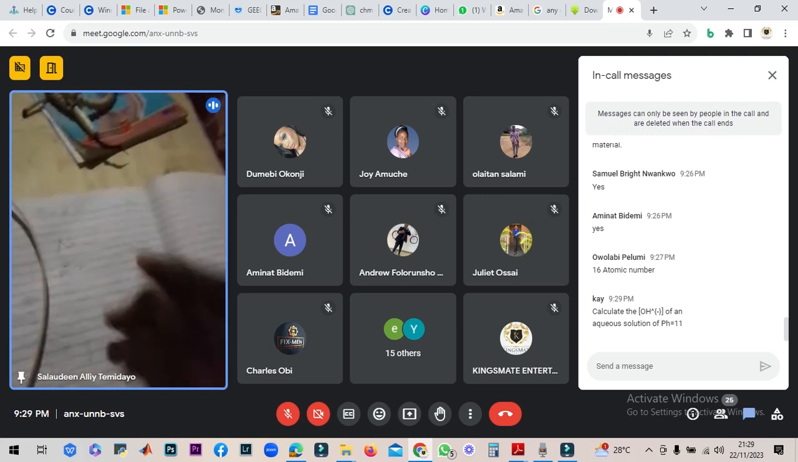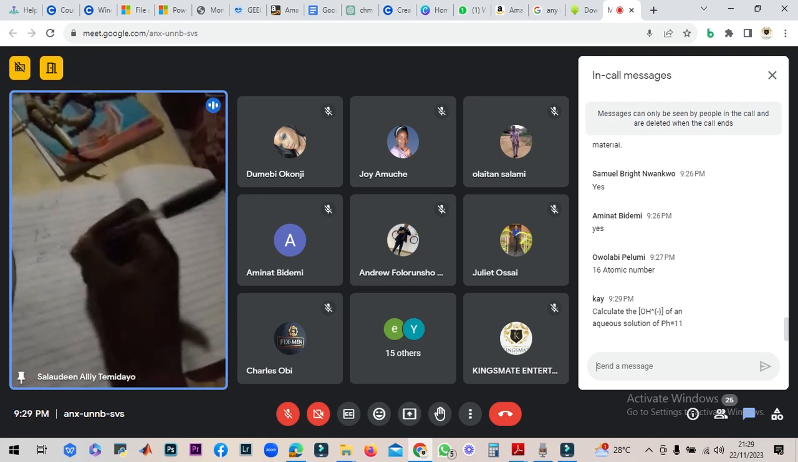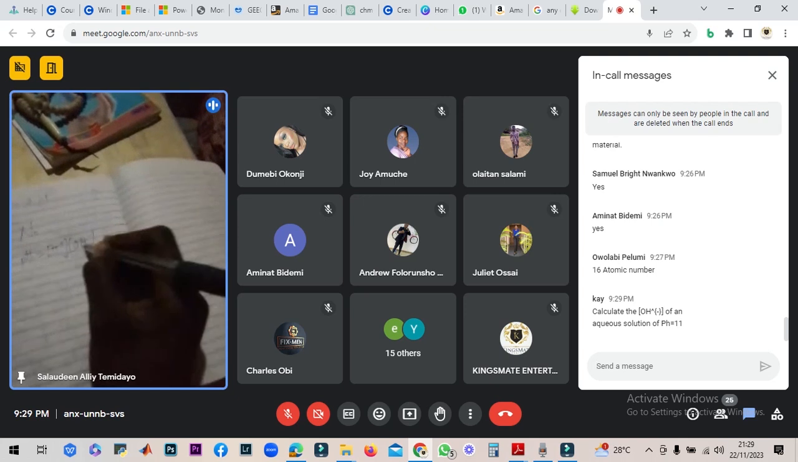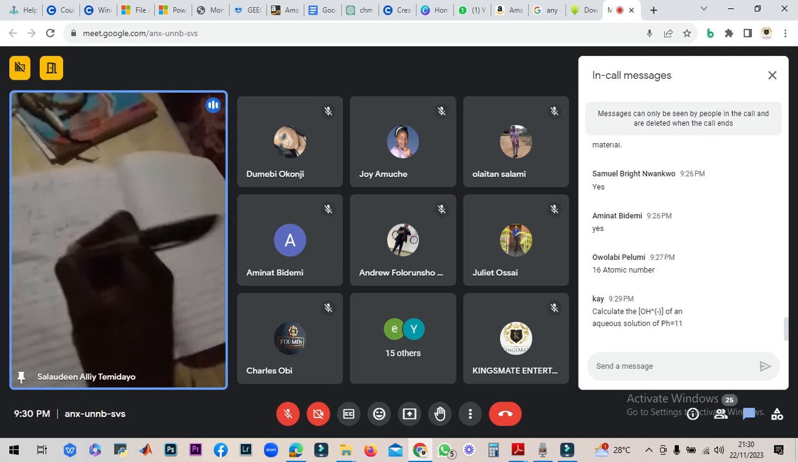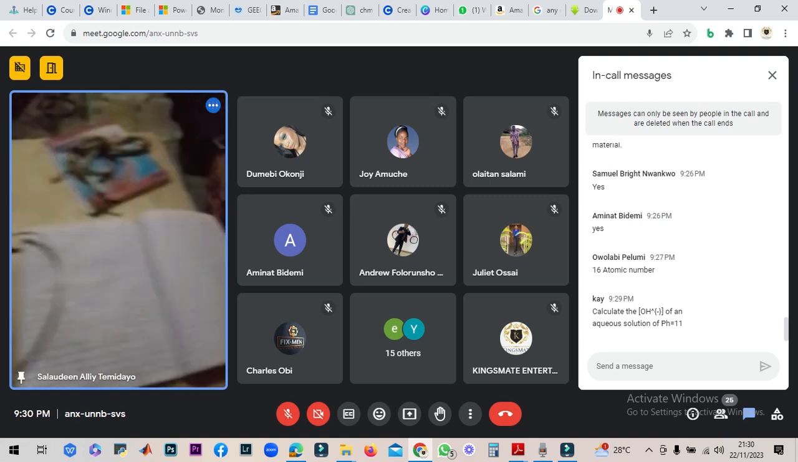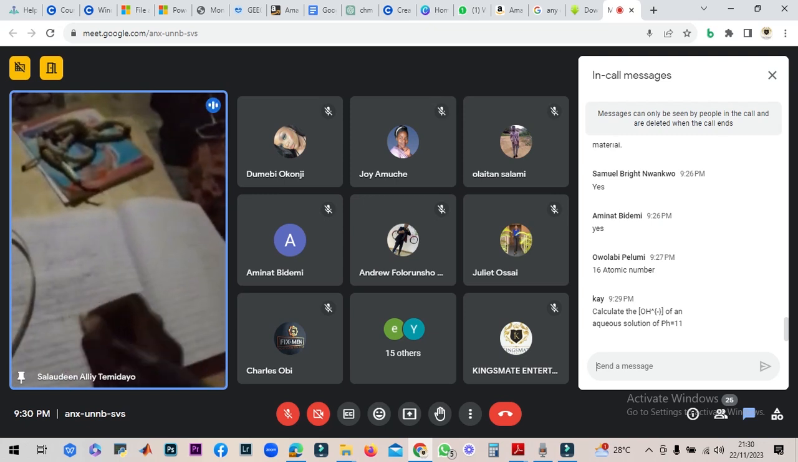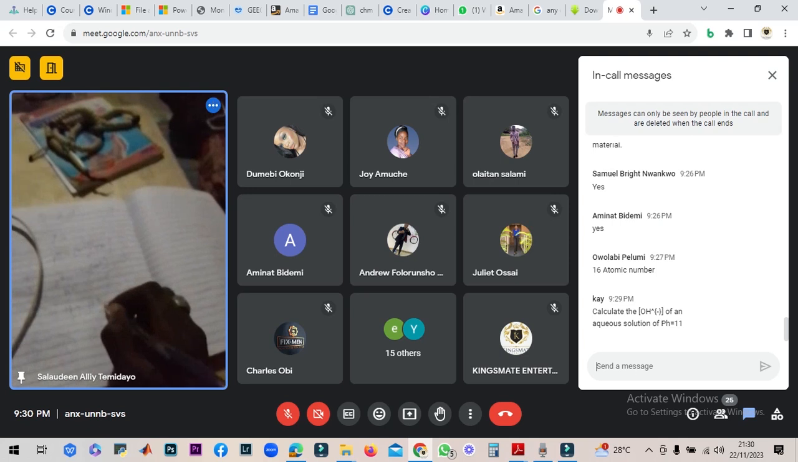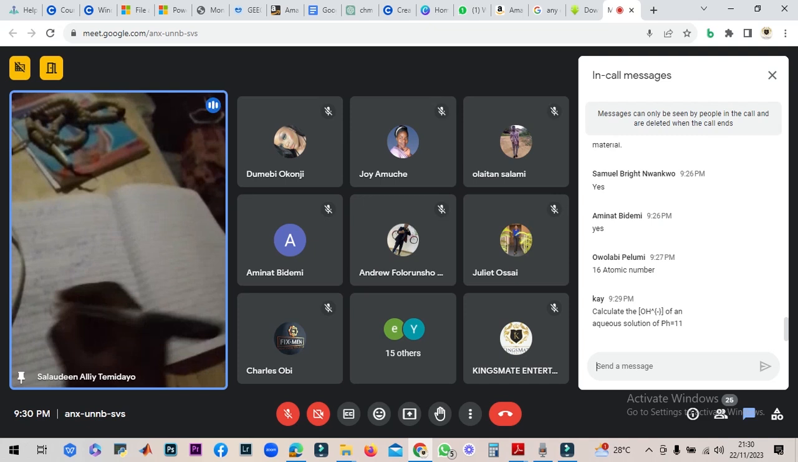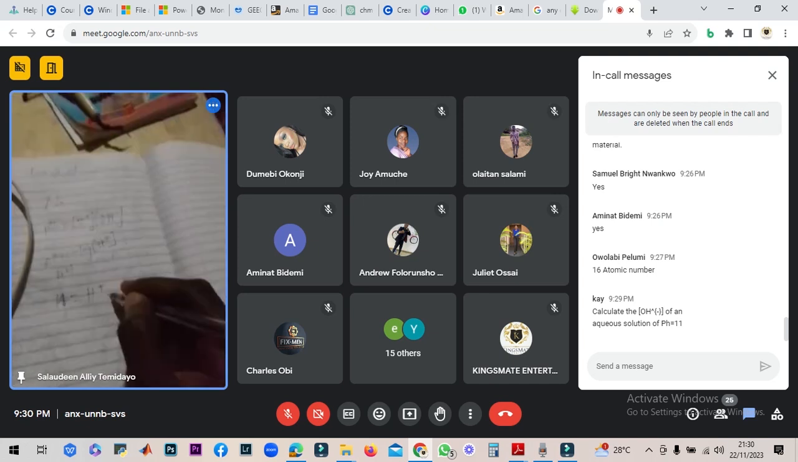Hydroxyl ion of an aqueous solution with pH 11. You know pH equals minus log of the hydrogen ion concentration. We all know what this one is too. So now we should just take our pH equals 11, plus the pOH. This one is going to be equal to 14. We know the 14 is the whole scale. So 14 equals pH plus pOH.